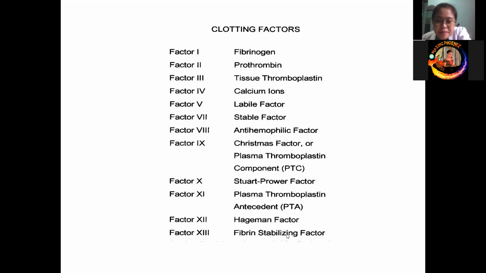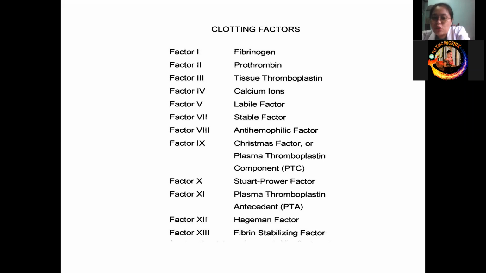Factor number 13 is the fibrin stabilizing factor. Actually, this factor 13, though you did not see it yesterday in the pathway, is included in the intrinsic pathway. And then factor number 12 is called the Hageman factor. I'm starting at the bottom because in the intrinsic pathway, after the injury, the first factor that will be activated is factor 12, and that's the Hageman factor.